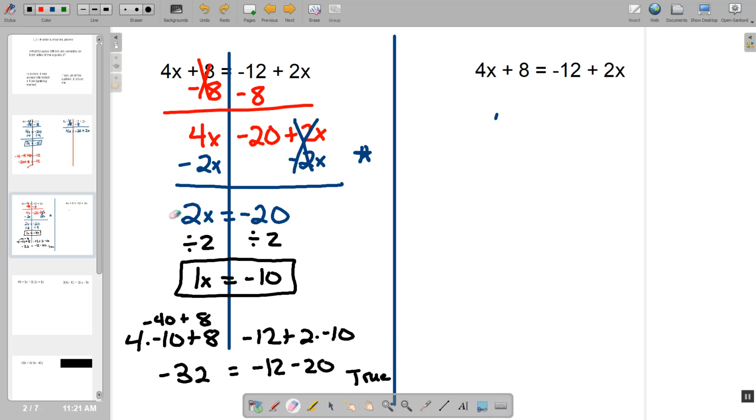Now, in this one, we moved the x's to the left. Let's go back to that step we had before, exactly like what we had it. And let's see what happens if we move the x's to the right.